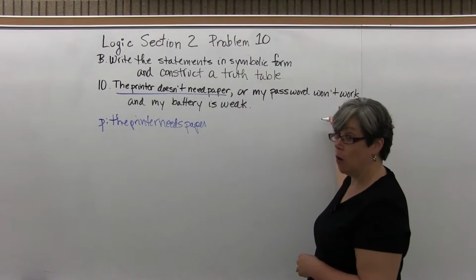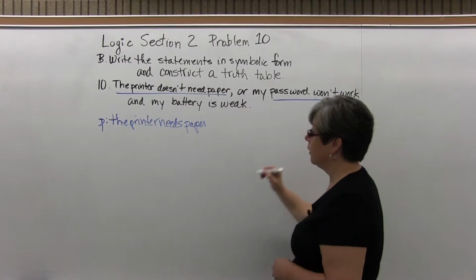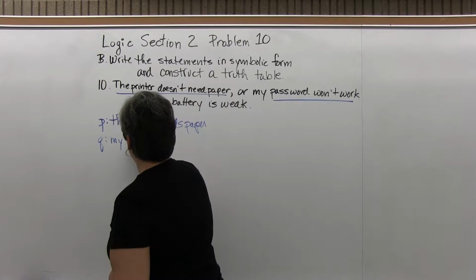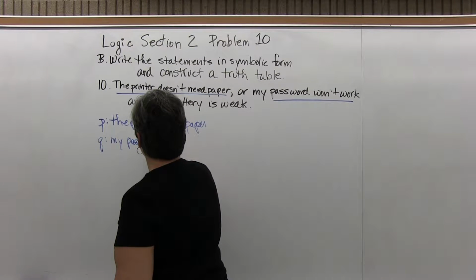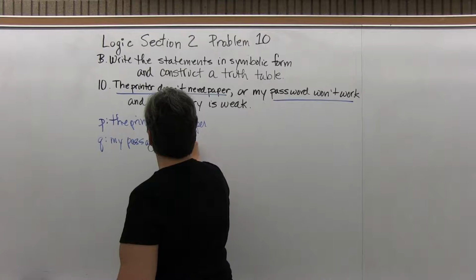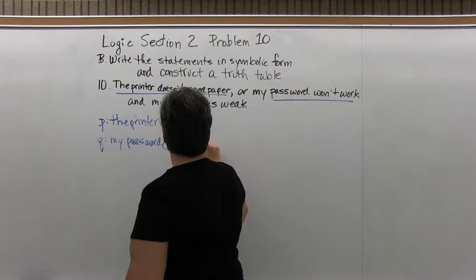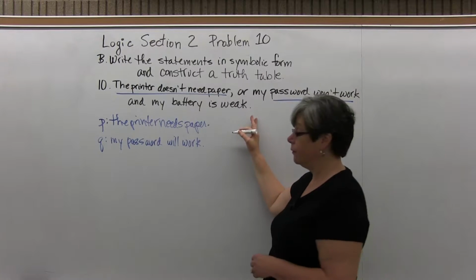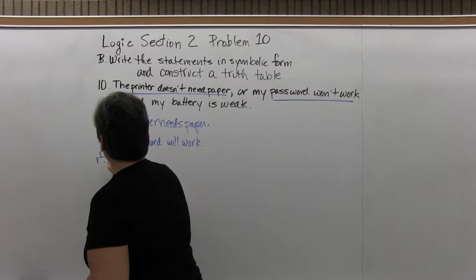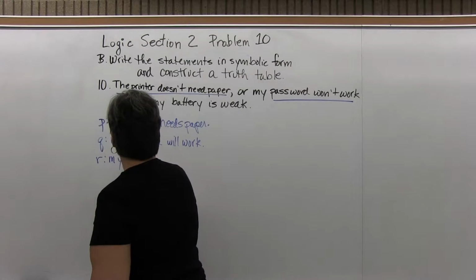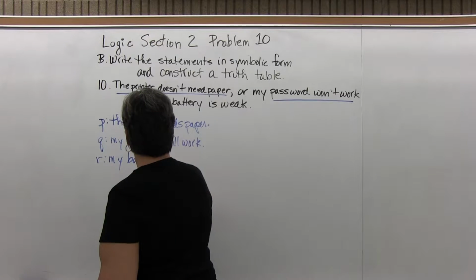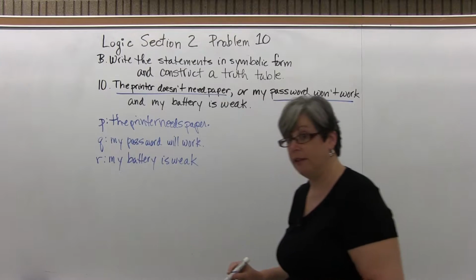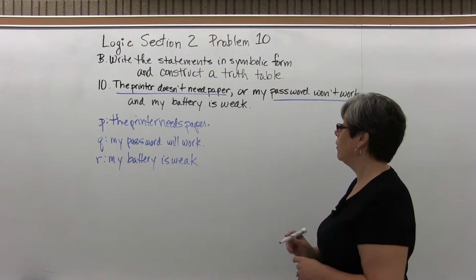My password won't work will be our Q, but again, we'll use the positive. My password will work. Third, my battery is weak is already in a positive, so we'll use it. My battery is weak. Now let's see how we combine those into a logical form.